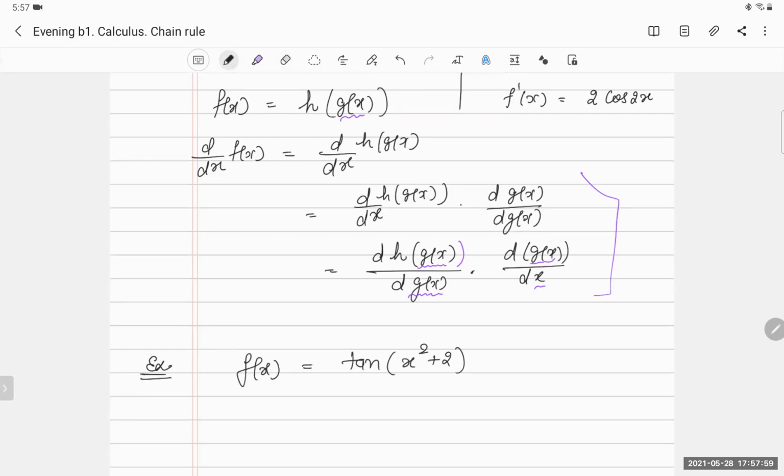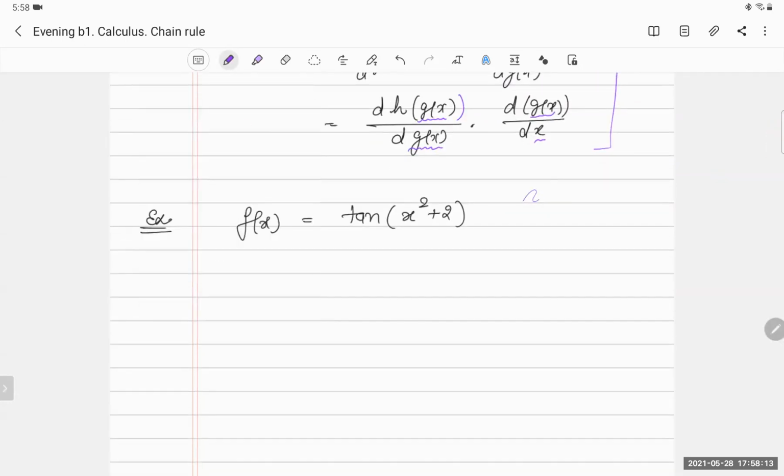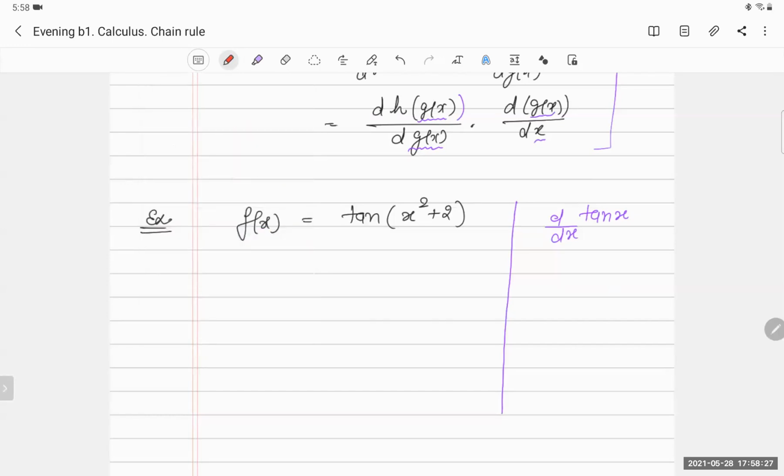Now will the answer be sec square of x square plus 2? No, sir. It will be 2x into sec square of x square plus 2. No. See, I know one thing, that d by dx of tan x is sec square x. So we'll consider x square plus 2 as something. See, this is x, and here this is also x. These two are identical, right? So the answer will become sec square x.